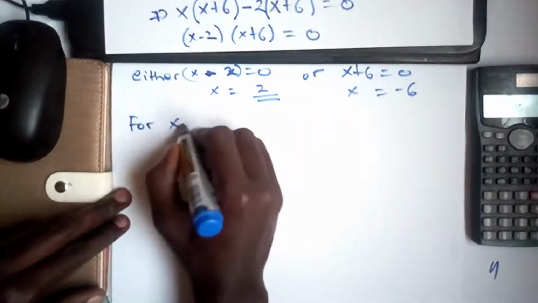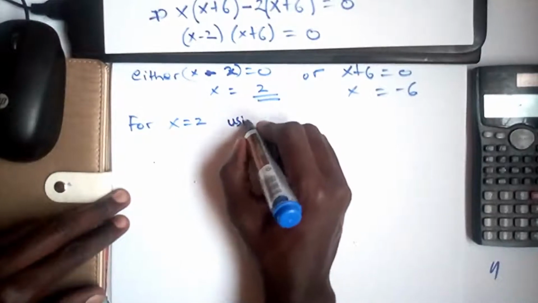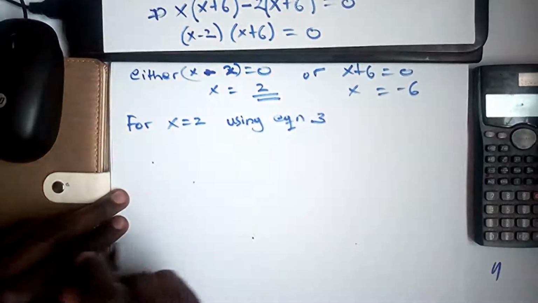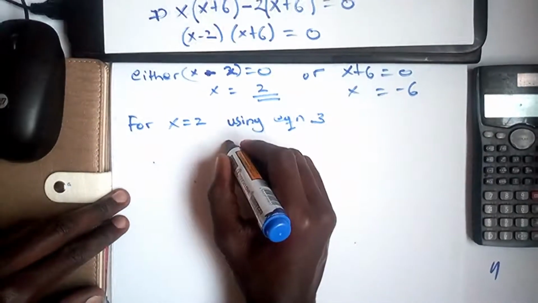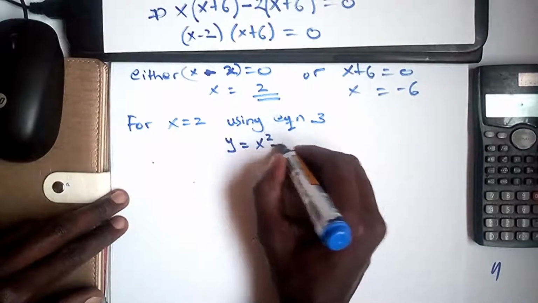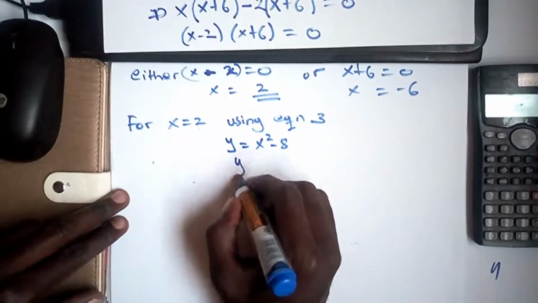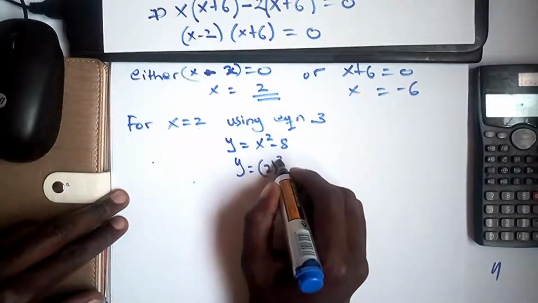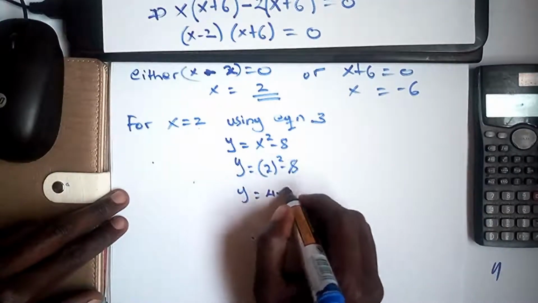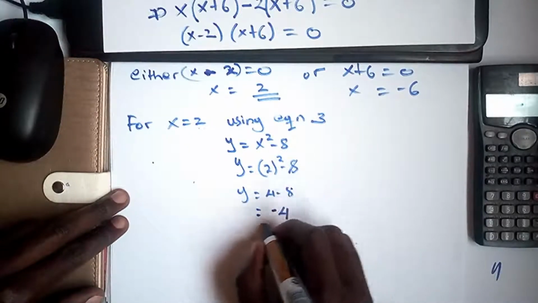For x is equal to 2, using equation 3, which is y is equal to x squared minus 8. So if x is 2, meaning that y is going to be 2 squared minus 8. Y is going to be 4 minus 8. Therefore, y is going to be negative 4.